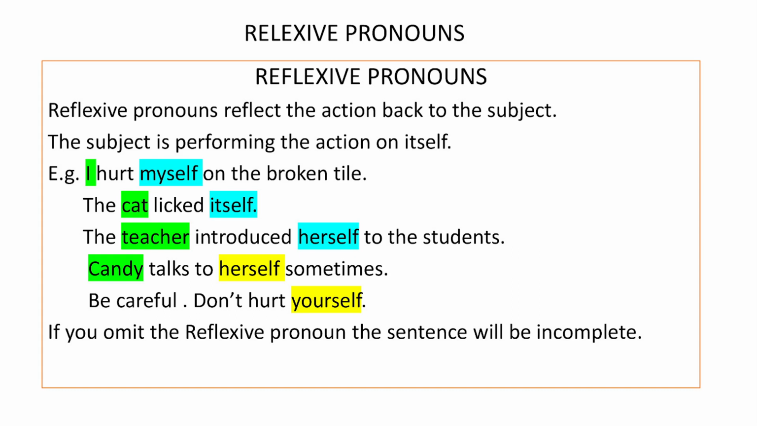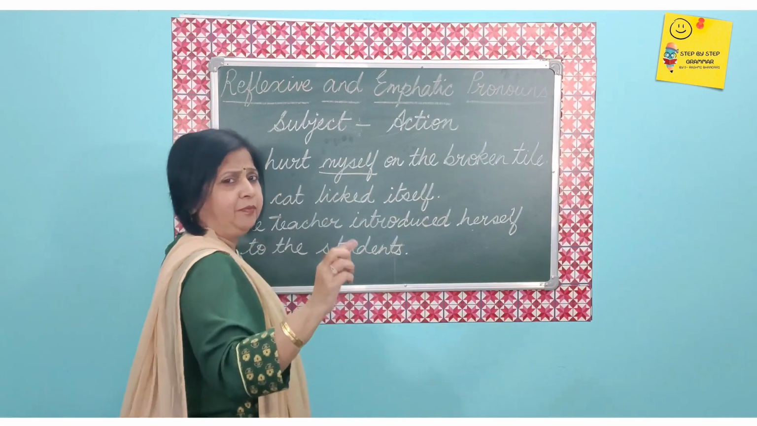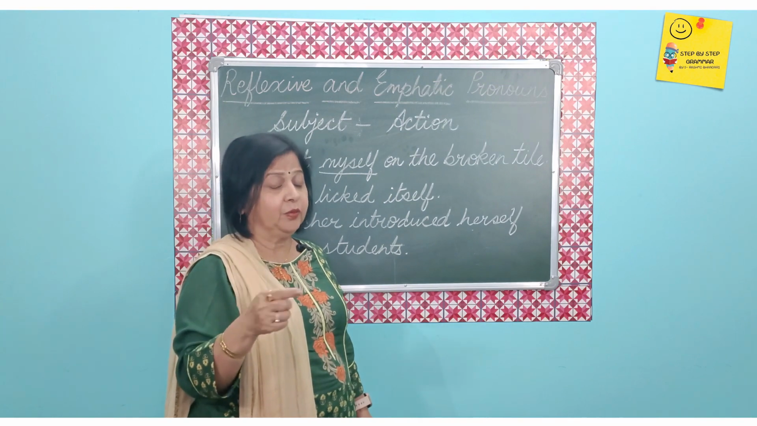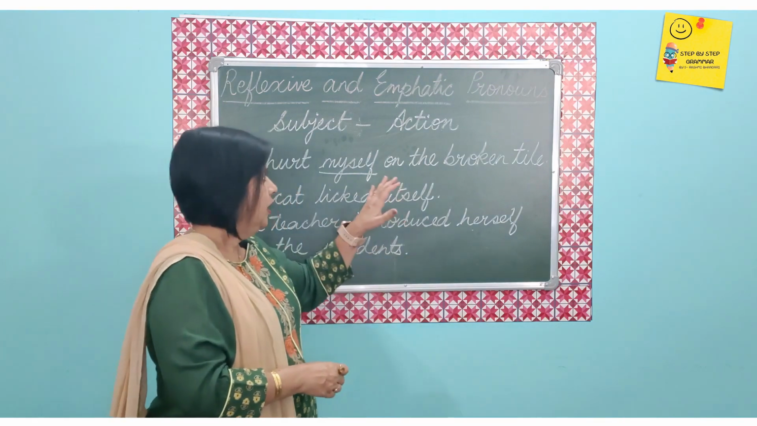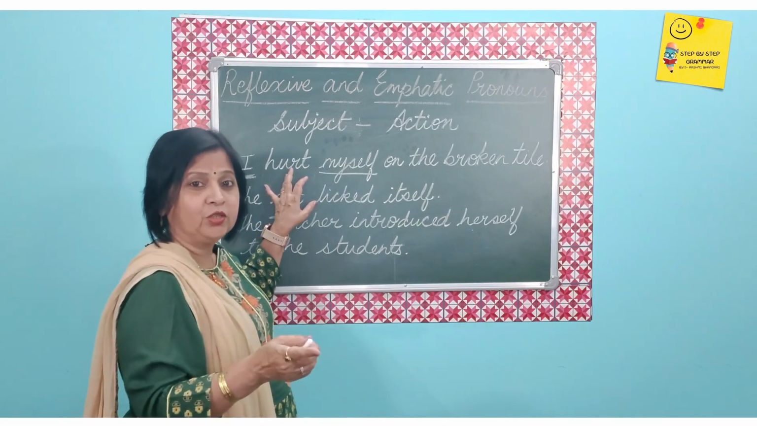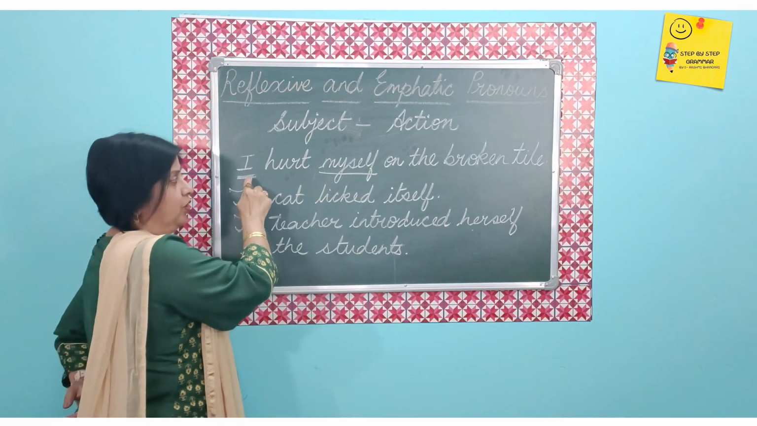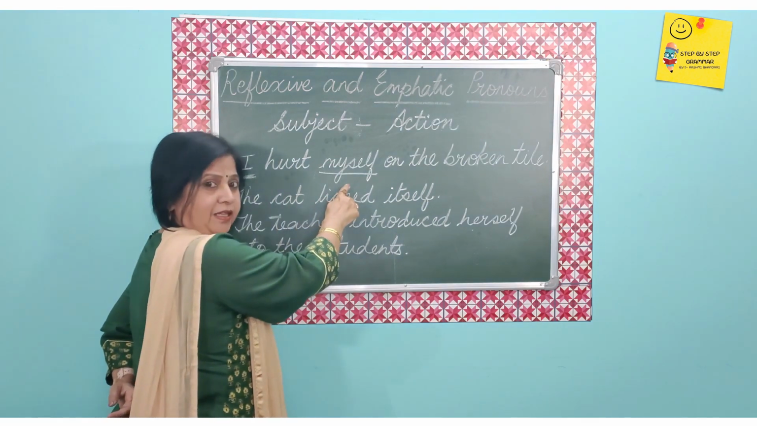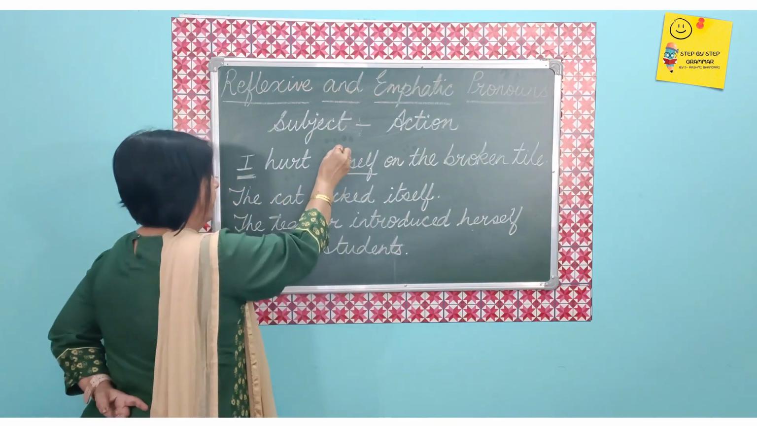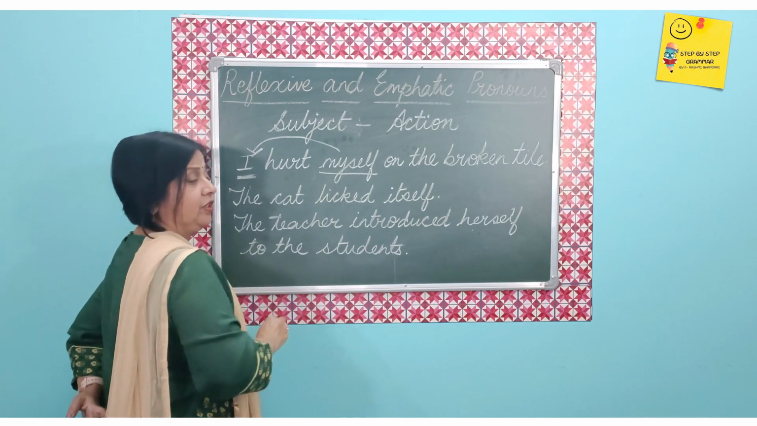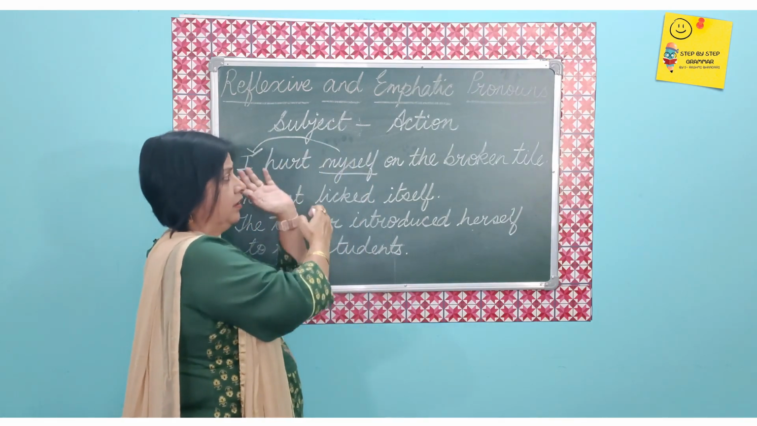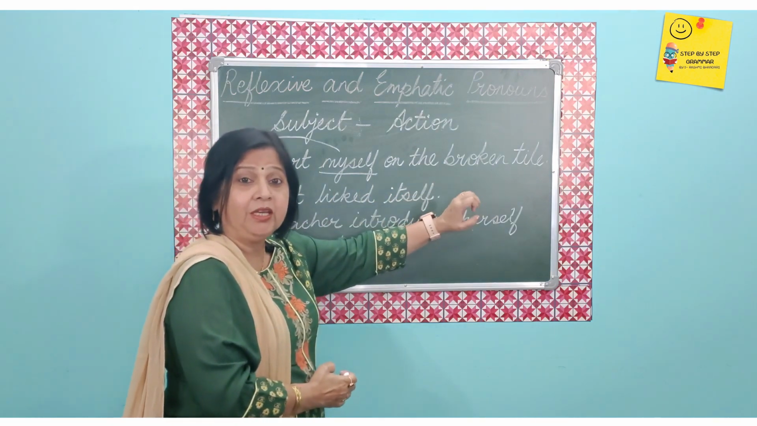Hurt myself. Now wherever you see self or selves, first of all, that means this is either a reflexive pronoun or an emphatic pronoun. But let's see how it becomes reflexive. Now, this action, hurt. Who has got hurt? The subject only. So I is the subject, myself is the pronoun, and the action, hurt, is again coming back to the subject. This is the meaning of the action being reflected on the subject. I hurt myself on the broken tile.